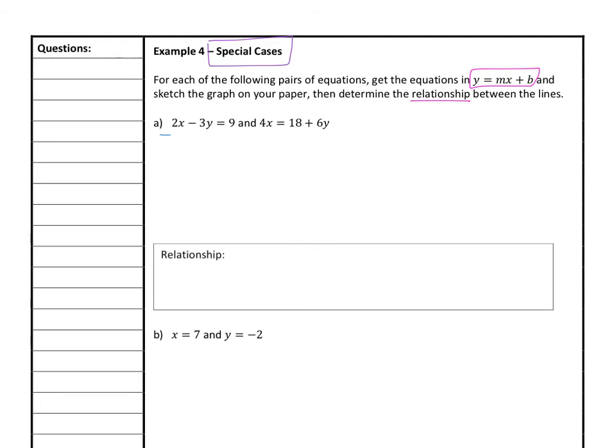So I'm going to take this 2x, move it over. That's going to leave me with a negative 3y. Again, please don't lose that negative sign. Minus 2x plus 9. I need to divide everything by a negative 3. All right. So negative 2 divided by negative 3, those can't simplify at all, but I can get rid of the two negatives because they'll make a positive. 9 divided by negative 3 would leave me with negative 3. So there's my first equation.